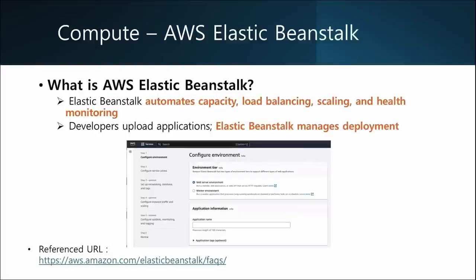First, Elastic Beanstalk is a computing resource that automates capacity, load balancing, scaling, and status monitoring. It is a PaaS-type service. Developers simply upload their applications, and Elastic Beanstalk manages the deployment process. Compared to EC2, it can significantly reduce server operation and configuration operation overhead. This service can be useful for small companies that lack infrastructure personnel. Please see the FAQ for more details.